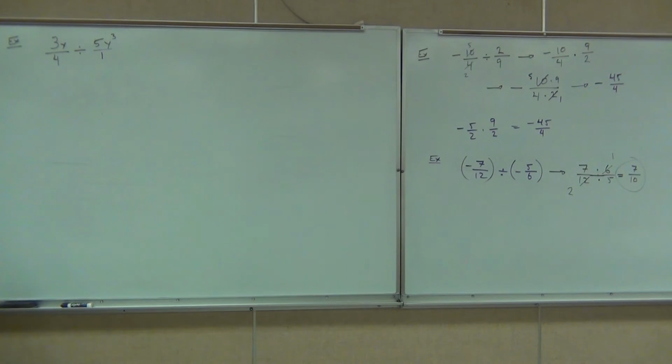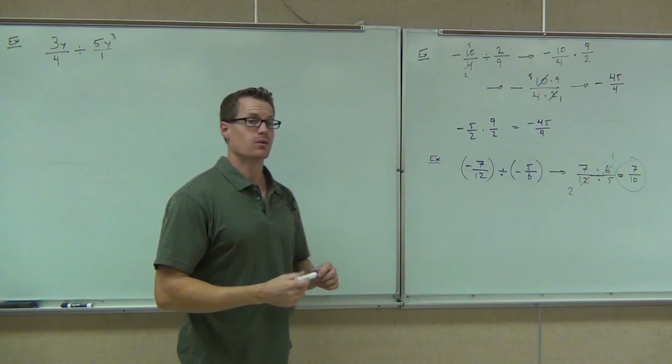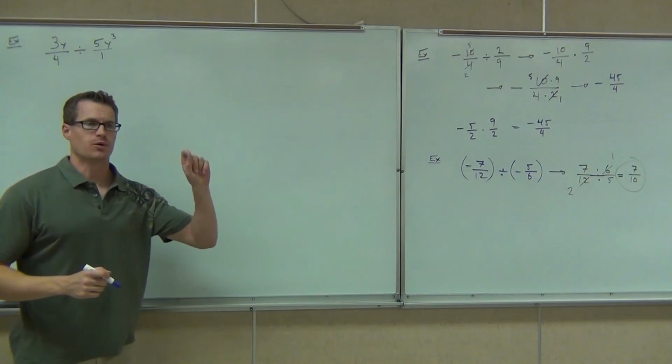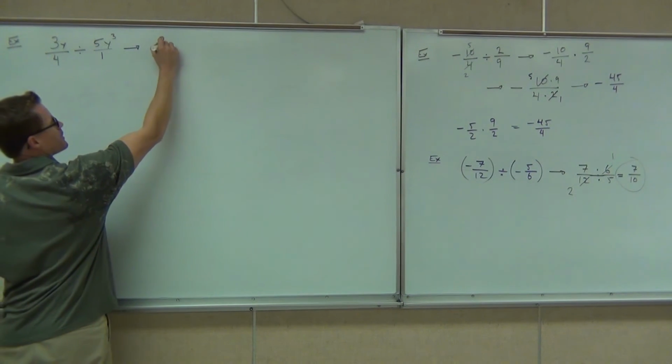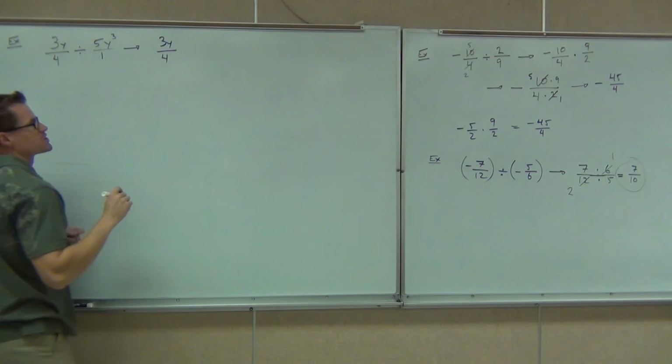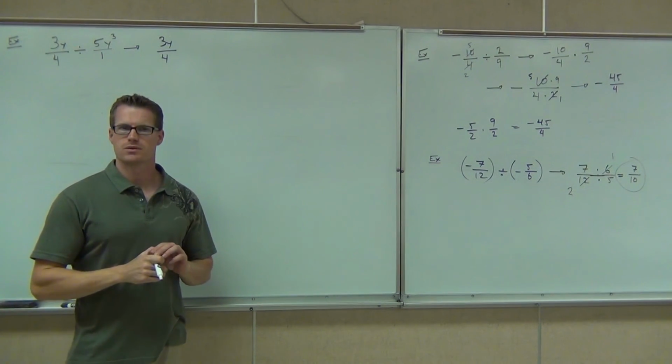Tell me my next step somewhere on the left-hand side of the room. What are we going to do? Okay. Reciprocal, the first, second, or both? Second. So I'll take my 3y over 4. What's the reciprocal of 5y cubed? What's that 1 over? 1 over 5y cubed. Okay.